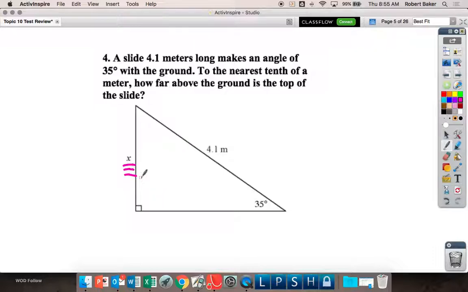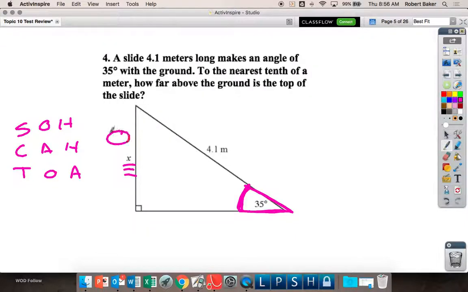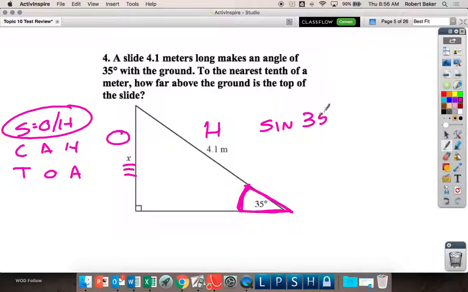Trigonometry. And on your blue paper, it says SOHCAHTOA. Some old hipster caught another hipster tripping on apples. So if I'm trying to find x and I have a 35 degree angle, which trigonometric function can I use? If you look at your triangle, there is an angle. What is x? Is that opposite, adjacent, or hypotenuse? This is opposite. What is the 4.1? Hypotenuse. What is the trigonometric function that has O and H in it? Sine equals opposite over hypotenuse. So I have to write that. The sine of the angle is equal to opposite over hypotenuse.